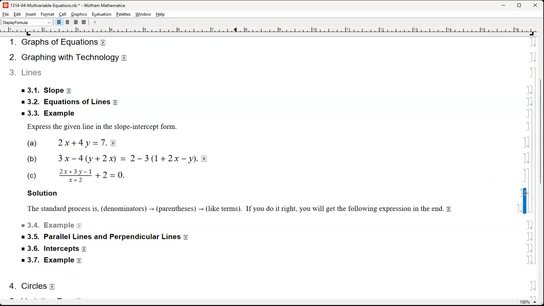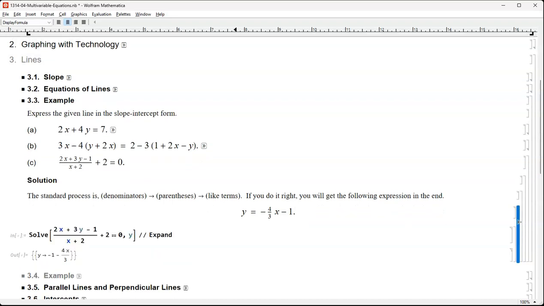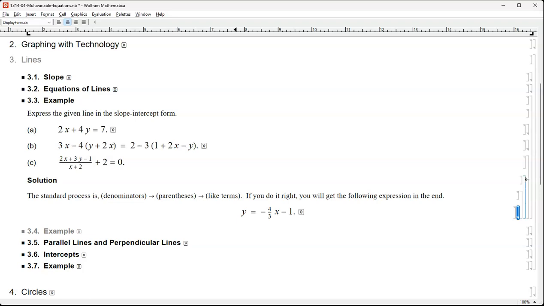Step 1 is removing the denominator. If you do it right, you're going to get this form, and I didn't show you anything. Okay, alright, I'll leave that to you.